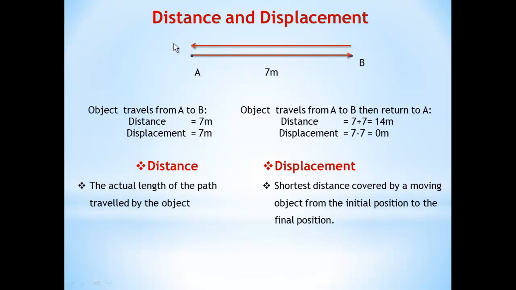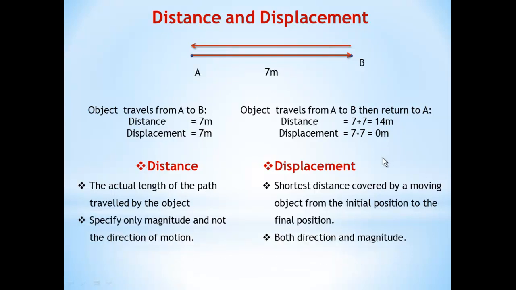Or we can say that in the case of distance, we are taking only the magnitude. Whatever the direction, we need not consider the direction. You have to think only of the magnitude. That is the reason why here we got 7 plus 7. But the displacement depends on both magnitude and direction. That is the reason why distance is a scalar quantity and displacement is a vector quantity. Okay, this is the basic difference between distance and displacement.